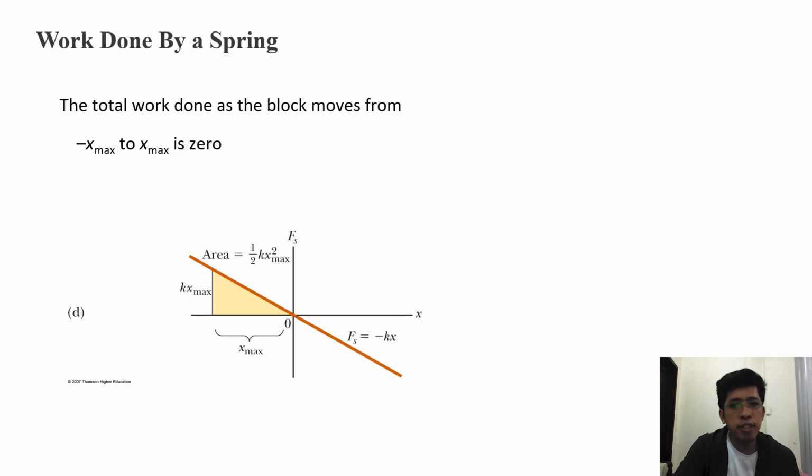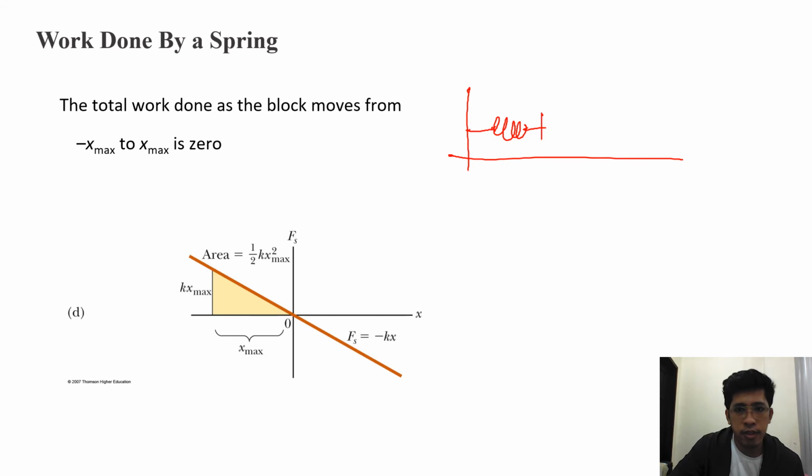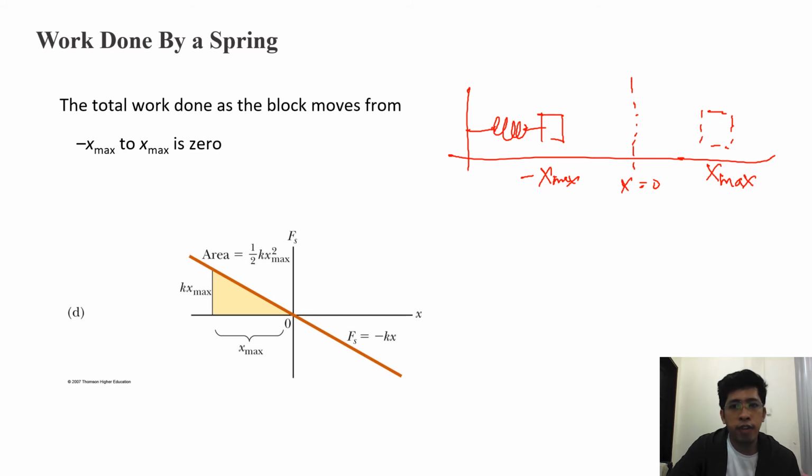The total work done as the block moves from negative x max to x max is 0. So that is, if you're going to find for the work done from this point here, let's say this is at negative x max. This is your x equals 0, your equilibrium position, and then here is at your x max. So if you want to find for the work done from negative x max from this point here up to this point here, the total work done is equal to 0.